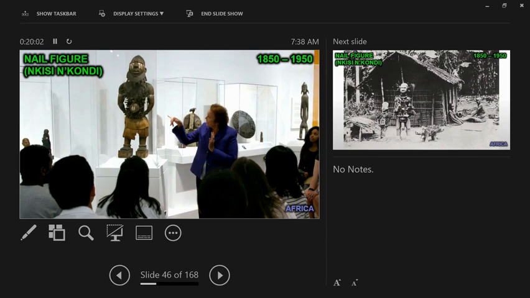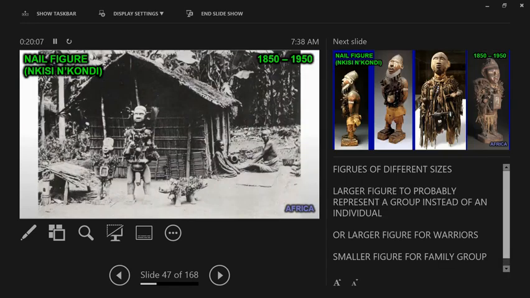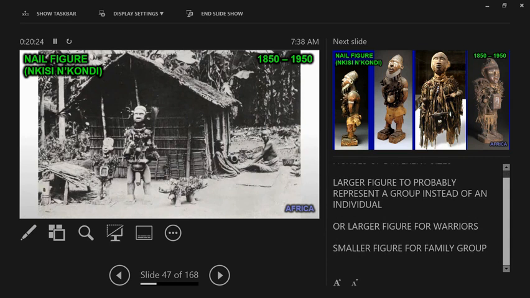I put this photo in here to give you a sense of the size of the figure. In this photo, you can see that the one on the left is about the same size as the photo we just looked at, but the one in the center is much bigger. It looks even life size. These nail figures are of different sizes. The larger figure probably represents a group instead of an individual, or the larger figures might be for warriors. The smaller figure might be for a family group.